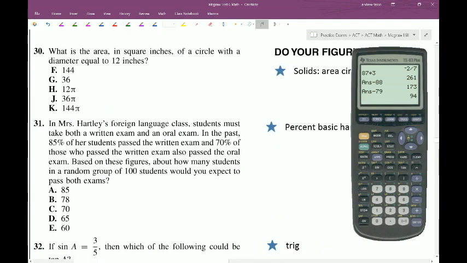What is the area in square inches of a circle with a diameter equal to 12? Diameter is 12, radius is 6, area is pi r squared, so that's 36 pi.